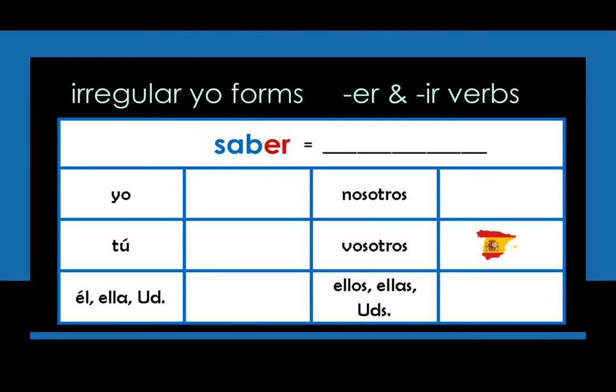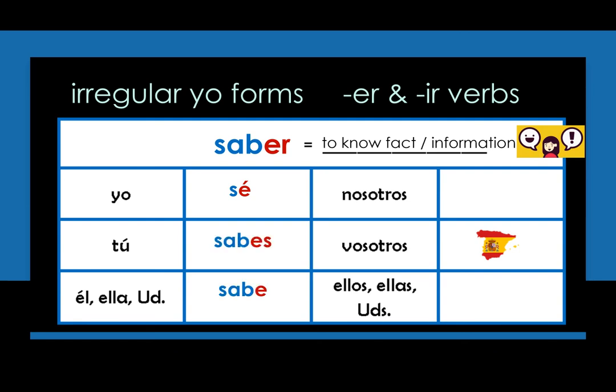Saber. Saber means to know a fact or information. When you have that aha moment, you have saber. I know the information. Let's look at this one conjugated out. Yo sé. Tú sabes. Él y usted sabe. Sabemos, saben. One more time.